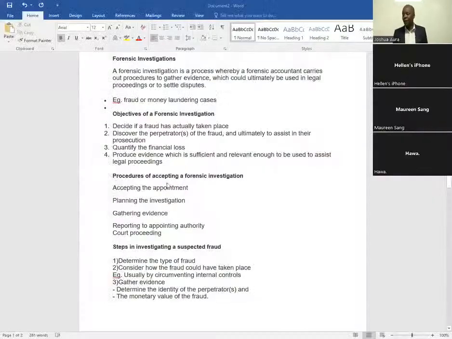There are those basic steps that you need to follow. The first step, ladies and gentlemen, is for Howard to decide whether or not she's going to accept that appointment. So in this case here, the first procedure is to accept the appointment if she's interested. Listen to me very well. Accept the appointment if, in this case, the lady is interested in it.